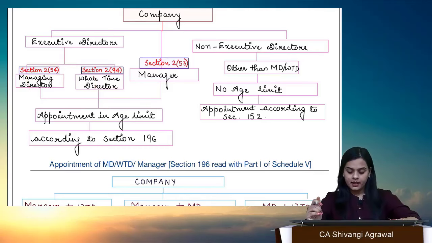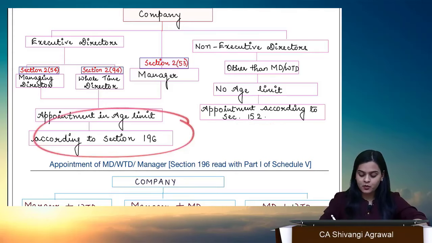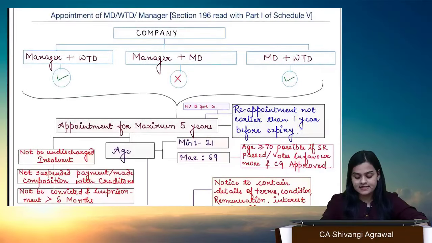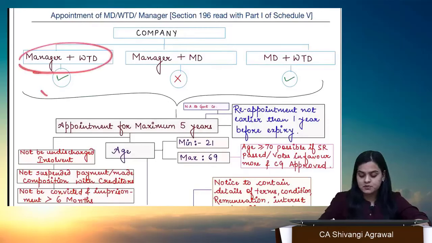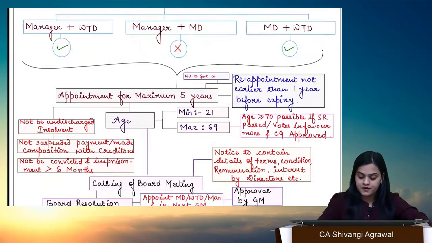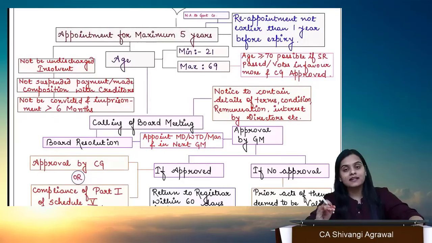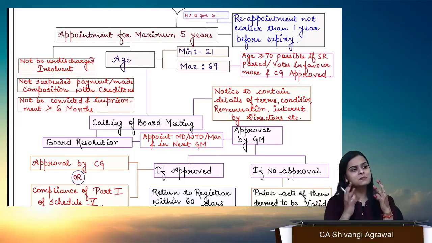Now, appointment has to be in accordance with section 152. Undoubtedly we know that. So we have section 152, we have section 160 for the appointment, and here the appointment is going to be in accordance with section 196. Clear? A manager plus whole-time director is possible, manager plus MD is not possible, managing director plus whole-time director is possible. So you cannot have a manager and a managing director at the same time. Simple reason being because manager is someone who has almost all the powers of the company, and managing director is also someone who has substantial powers of the company.